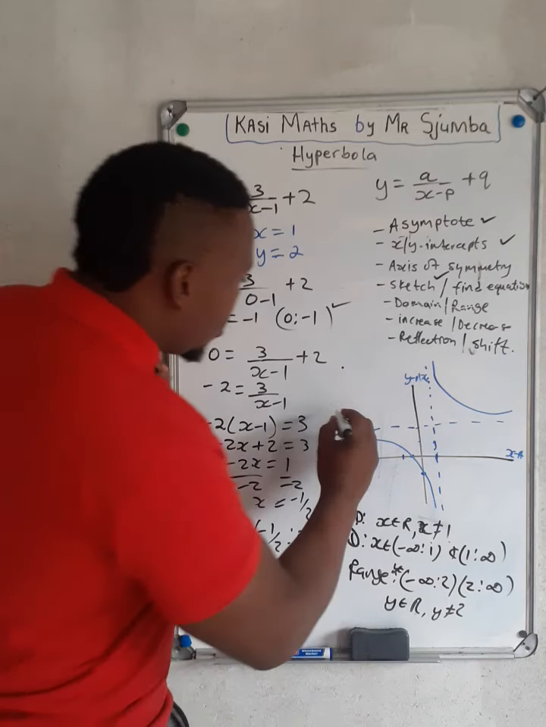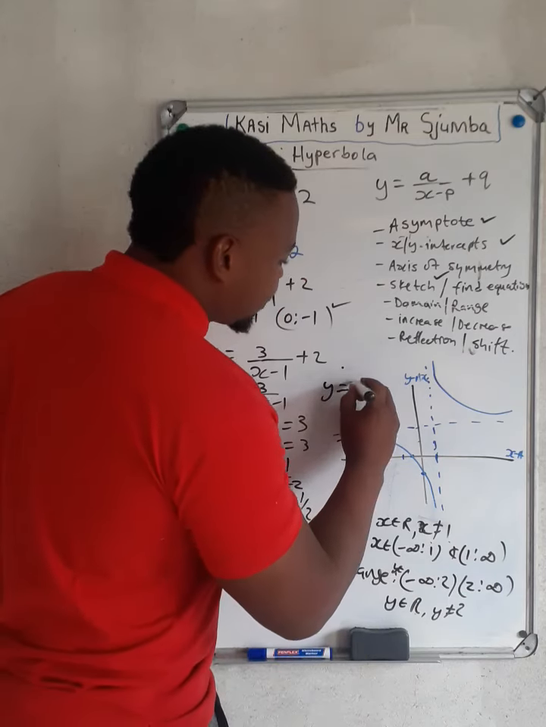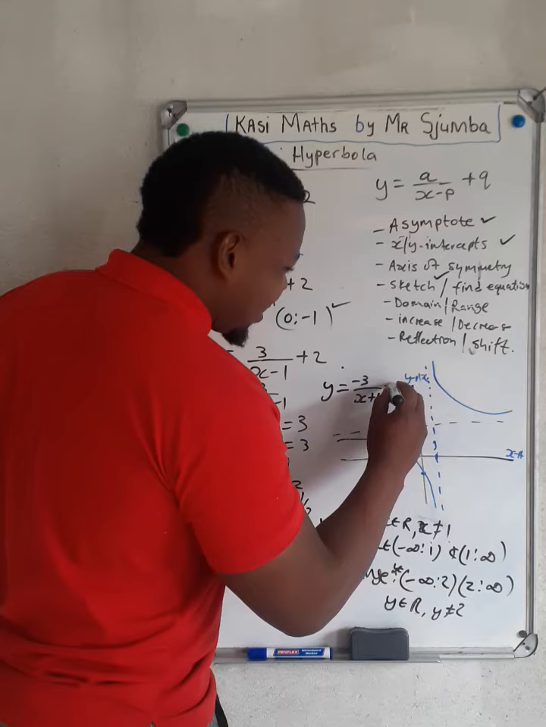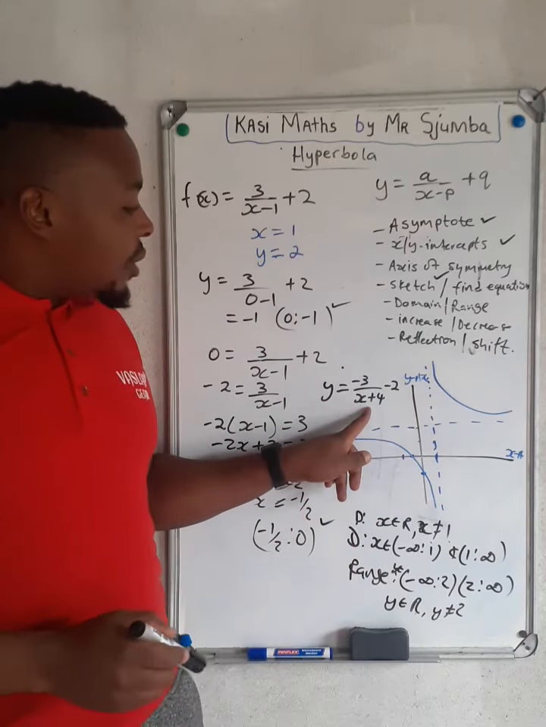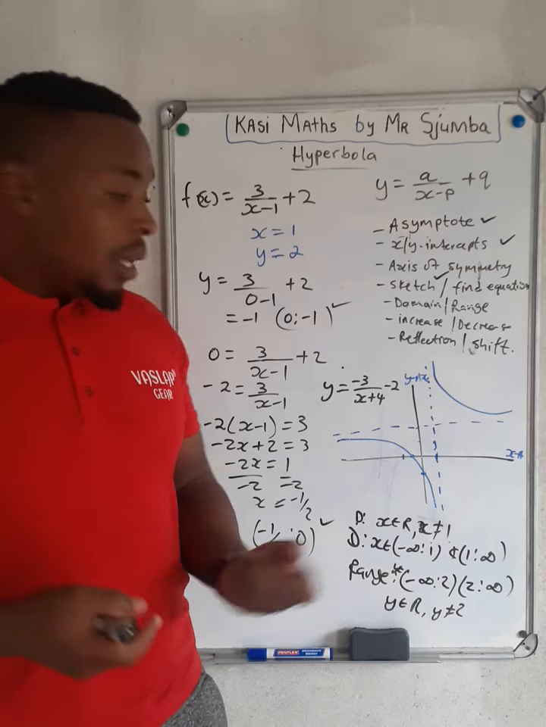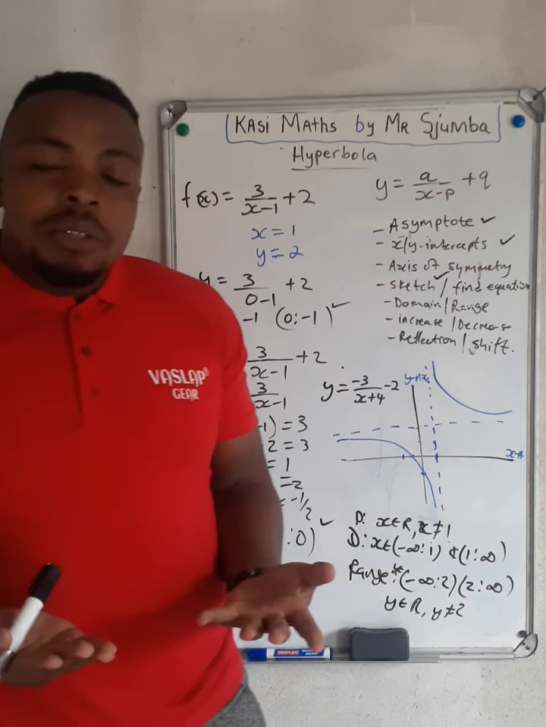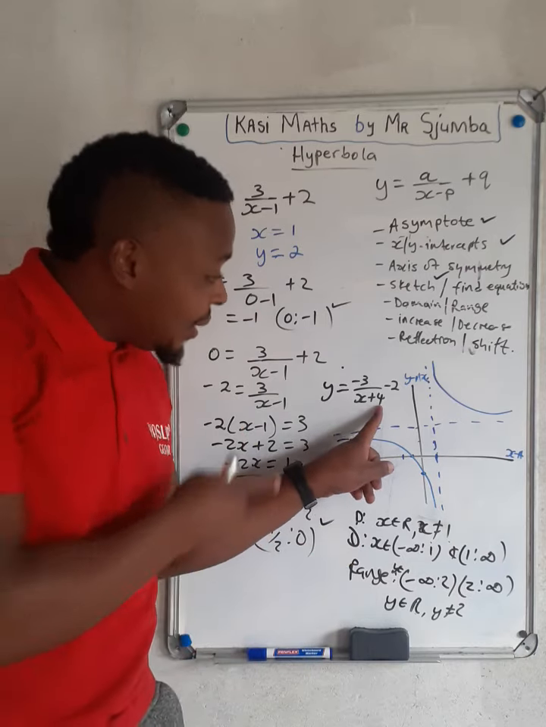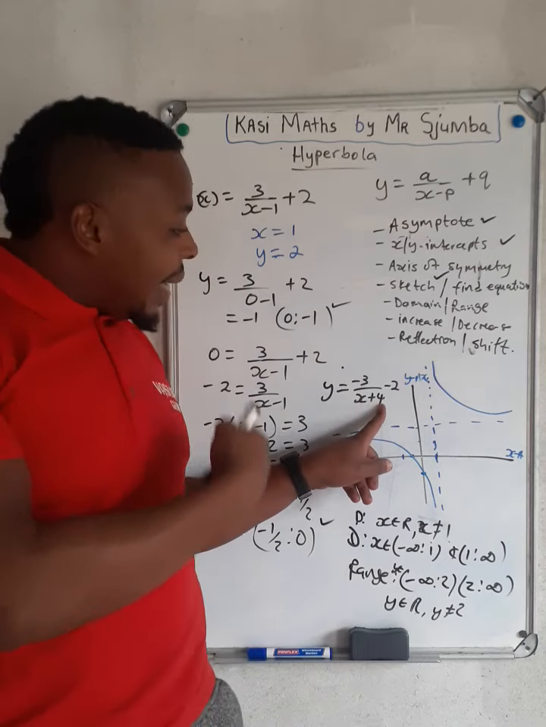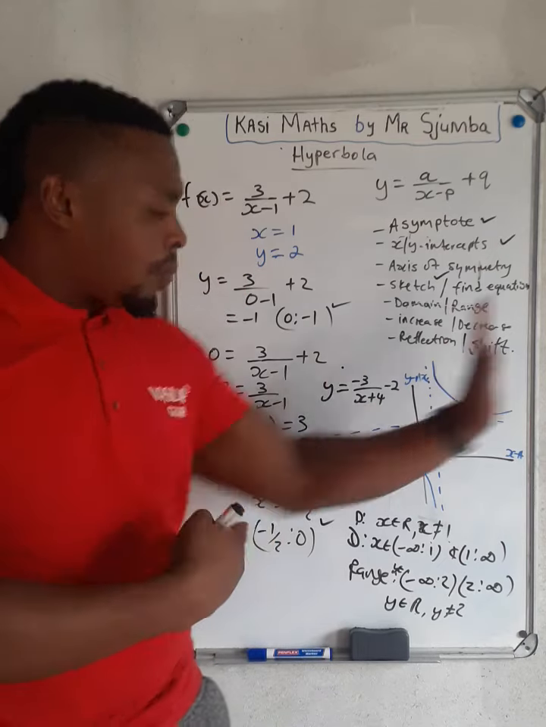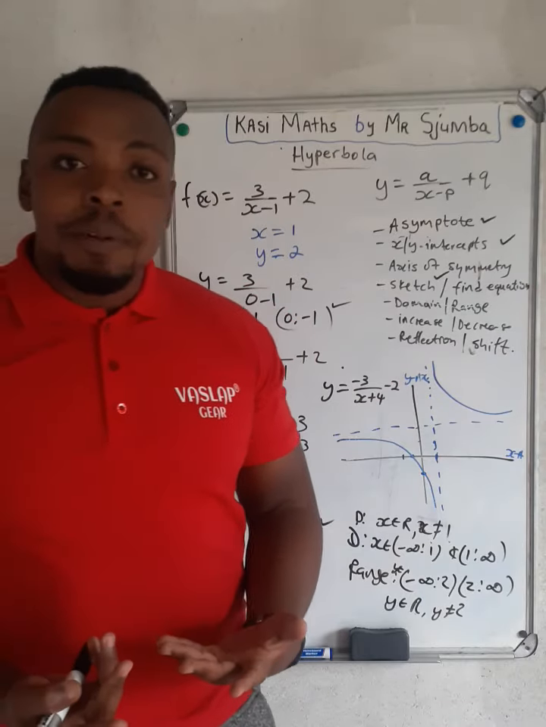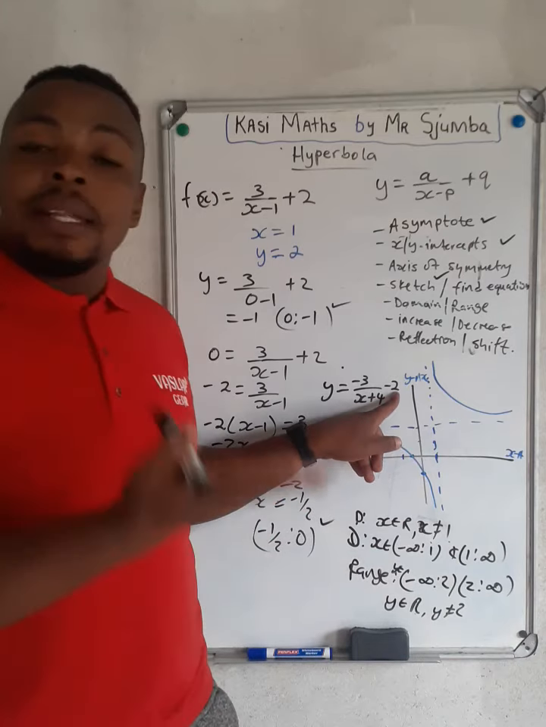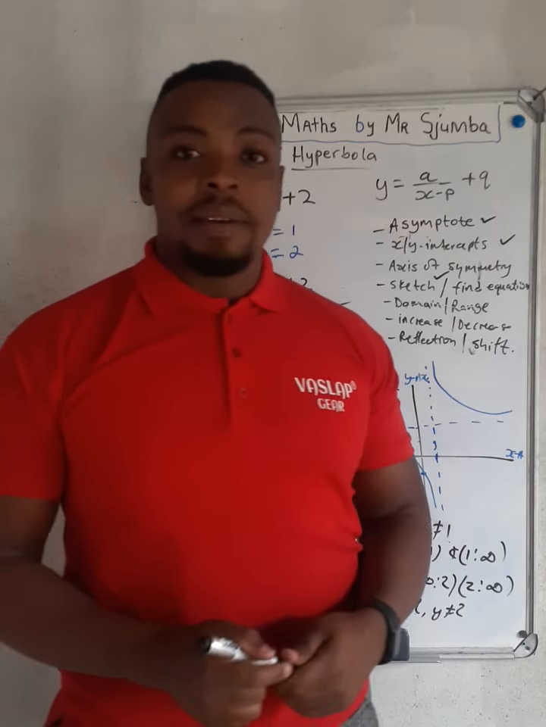Right. So let's say we are given y equals minus 3 over x plus 4, minus 2. And then, once you draw the graph, they ask what is the domain. The domain should be from negative infinity to negative 4, since this is the vertical asymptote, and then from negative 4 to positive infinity. What is the range? The range would be from negative infinity to minus 2, and then from minus 2 to positive infinity.